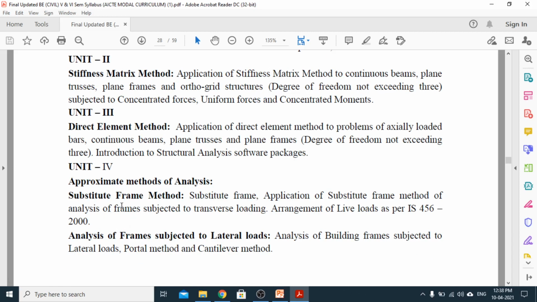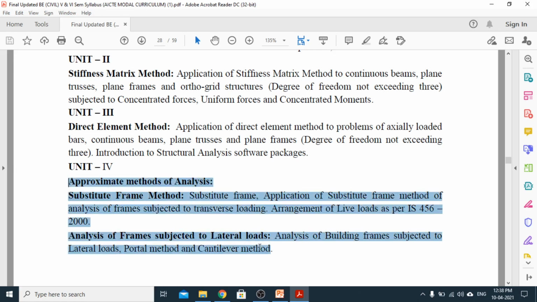loads. The substitute frame method, especially in the fourth unit, I feel is very important, because sometimes in certain conditions we have to calculate the loads and the moments in such a way that we reach approximate values without going for the mathematical calculations. So this method is very useful for the calculation of approximate moments directly without any further heavy calculations, unlike the slope deflection method or the moment distribution method, where we came across very long calculations.